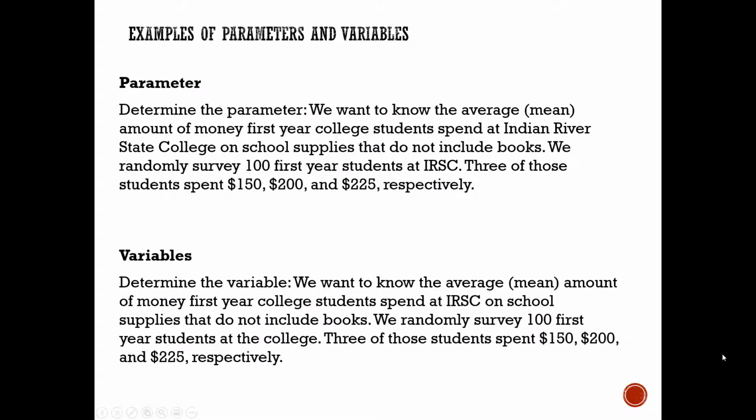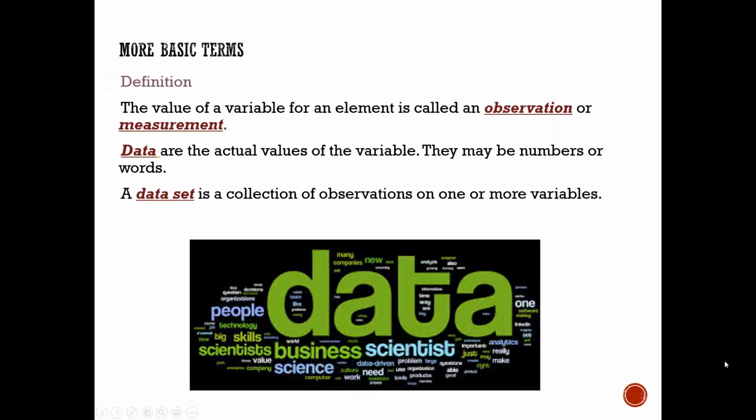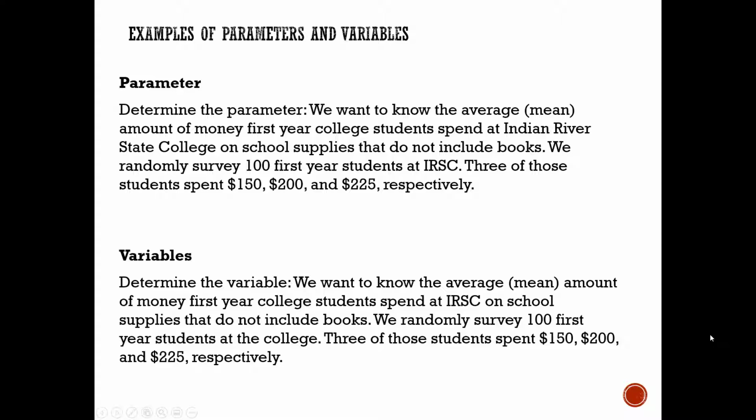Now let's look at some examples of parameters and variables. Let's say we want to know the average, which we call the mean, amount of money spent by first-year college students at Indian River State College on school supplies, and we're not including books in that. And we randomly survey 100 first-year students at IRSC. 3 of those students spent $150, $200, and $225. So what is the parameter that we're studying? Well, the parameter would be the average amount of money spent.